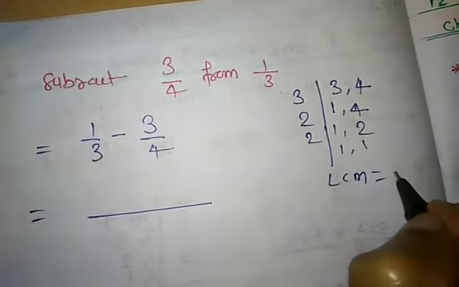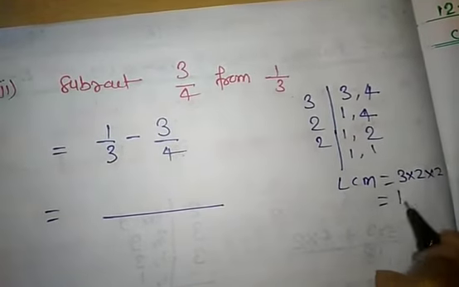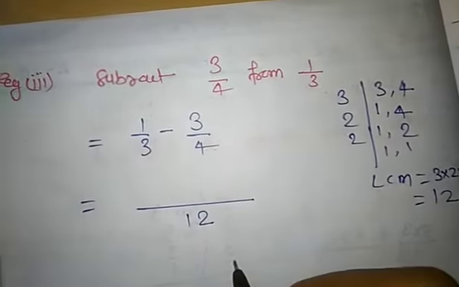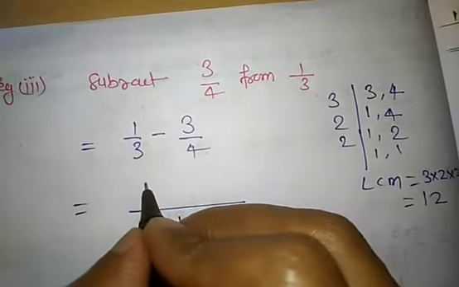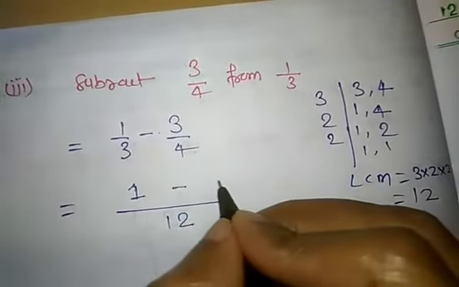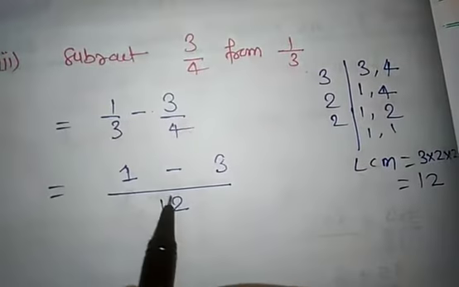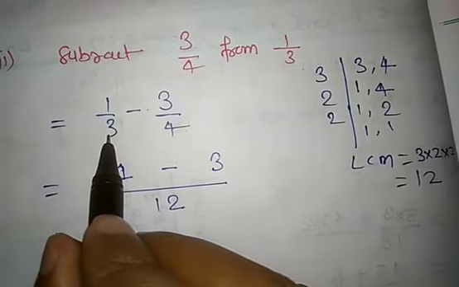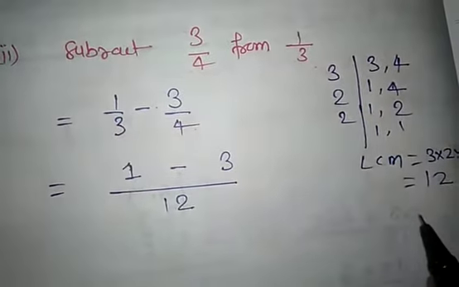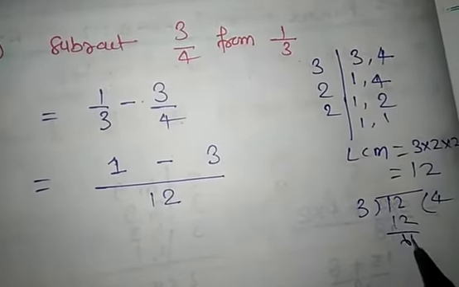LCM: 3 into 2 into 2. We get 3 2 is 6, 2 is 12. So the LCM of 3 and 4 is 12. Now next, write the numerator and use the sign as it is. And next step, divide the common denominator by their first denominator. So divide 12 by 3, we get 4.